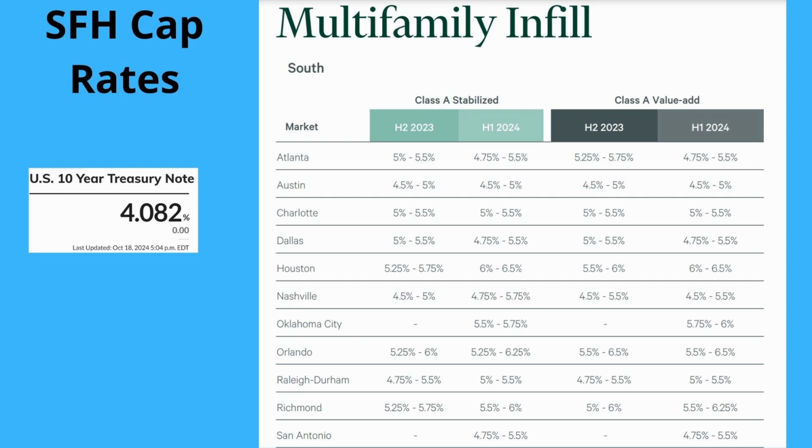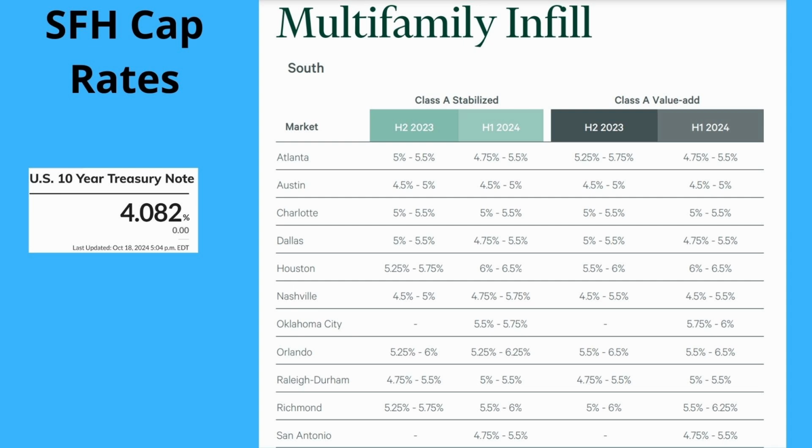The US 10-year Treasury note closed at 4.08% on Friday. So that's the yield. And you can see I did some research from CRB. The multifamily cap rate is around, for example, in Charlotte 5.5, Houston, Nashville. So this is in the South. The average is close to 5%, in some places a little higher.